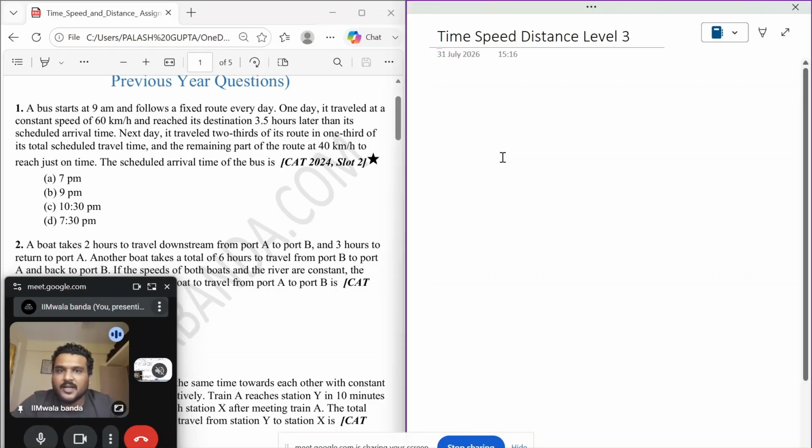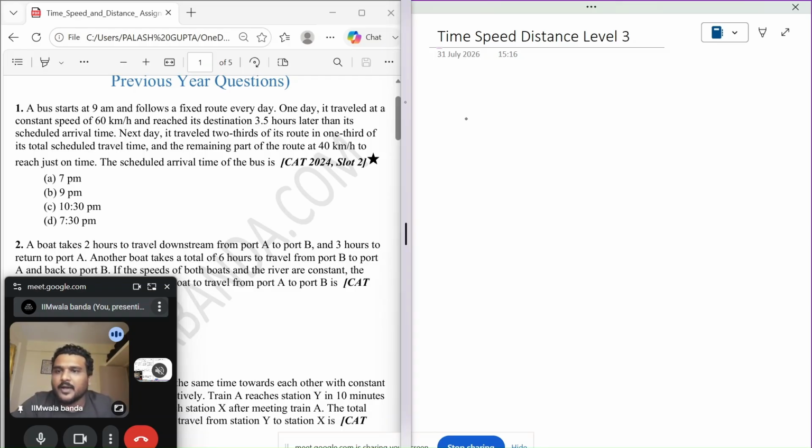A bus starts at 9 a.m. and follows a fixed route every day. One day it traveled at a constant speed of 60 and reached its destination 3.5 hours later than the scheduled arrival time. Let the scheduled arrival time be t, let the normal speed be s, and distance we know will be st. One day it traveled at a constant speed of 60 kilometers per hour and reached its destination 3.5 hours later than its scheduled arrival time.